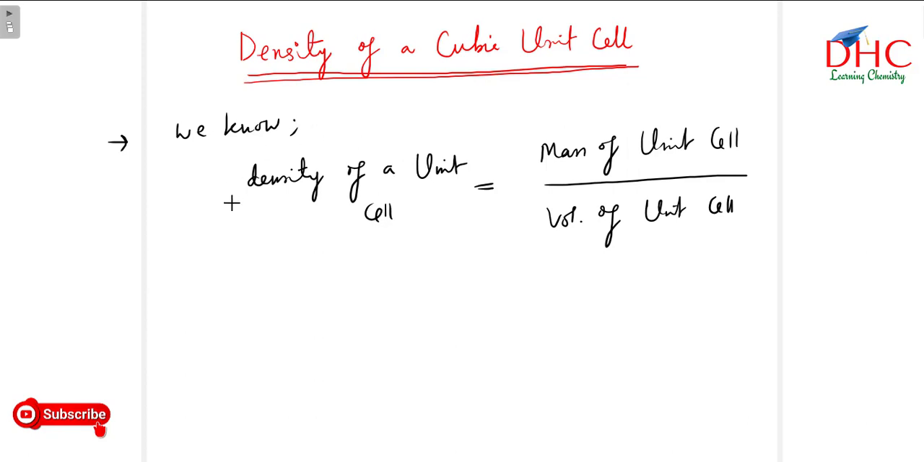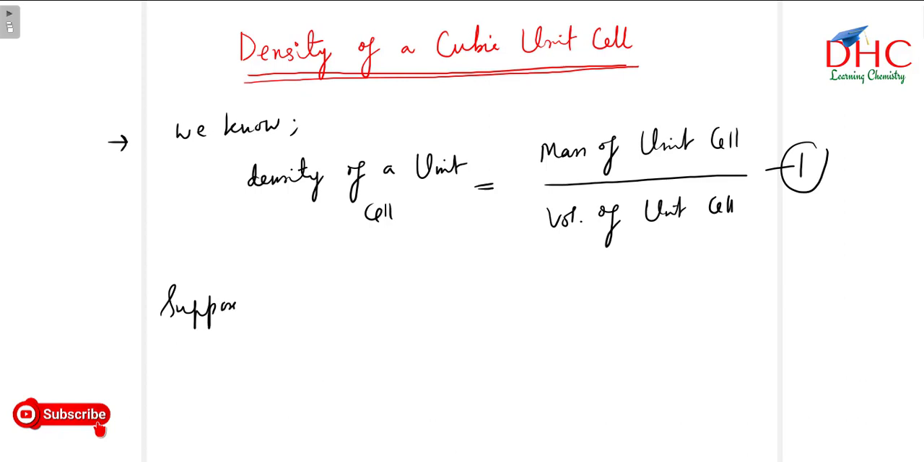It means if you want to find the density of a unit cell, you need to know the mass of the unit cell and the volume of the unit cell. Then you can find the density of a unit cell. Now we are going to find an expression which we can use to find the density of a unit cell. Let's keep this equation as number 1.